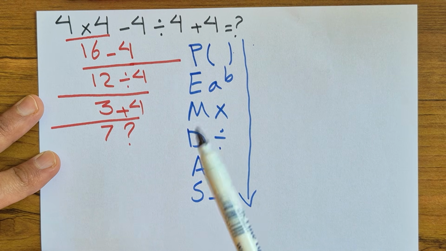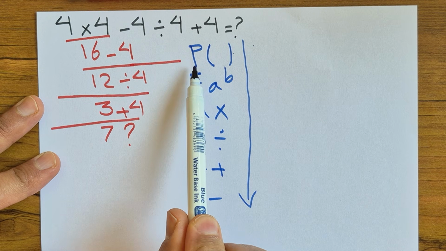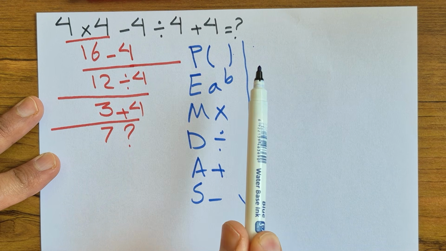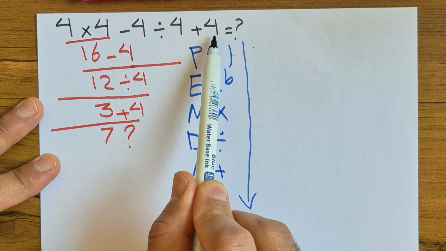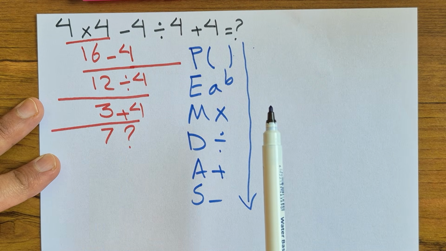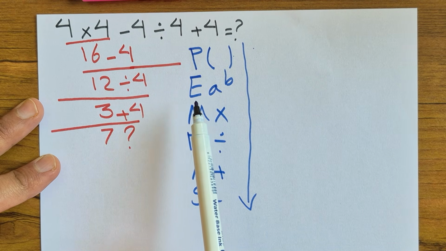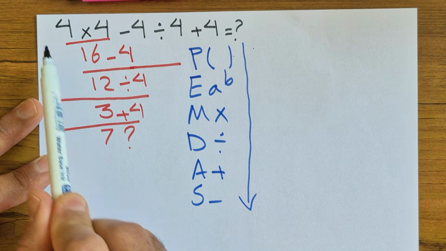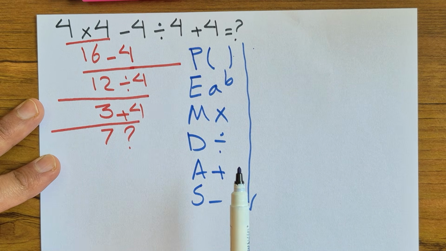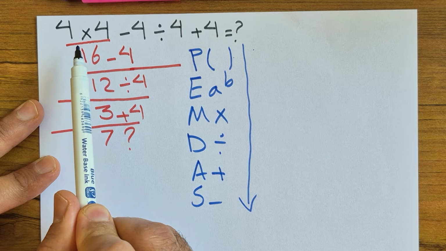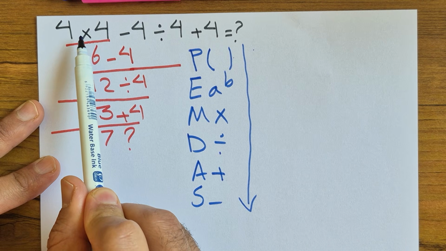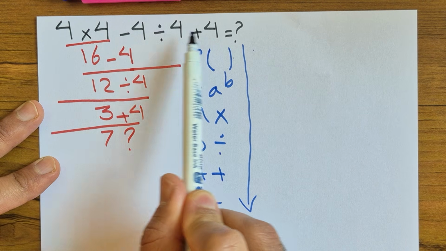According to PEMDAS, we must do parentheses at first, if there is any. So is there any parentheses in our original problem? No, there isn't. Is there any exponents in our original problem? No, again, there is no exponent. So what do we have in the original problem? We have multiplication, subtraction, division, addition.